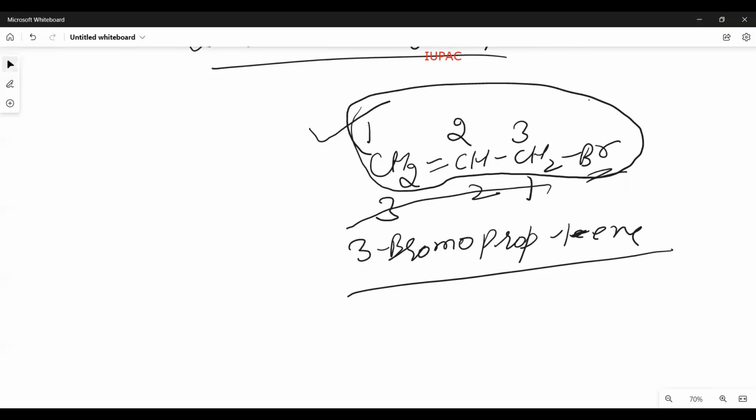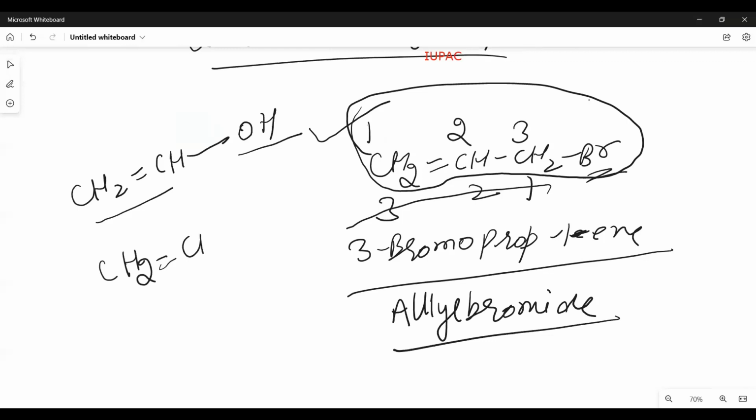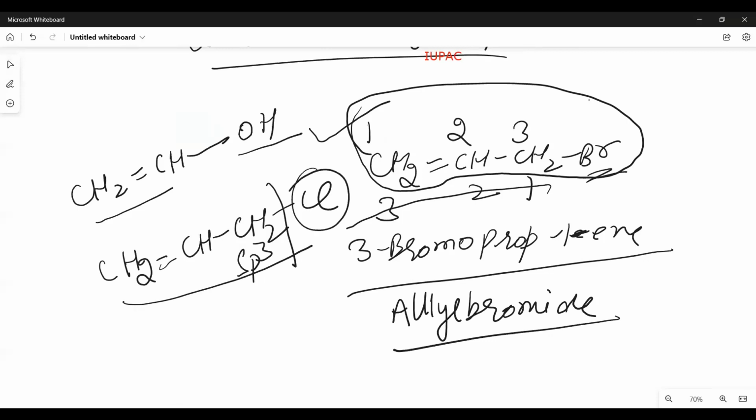This compound is specially known as allyl bromide. This group is the vinyl group. If we attach OH, it is vinyl alcohol; with Cl, vinyl chloride; with Br, vinyl bromide. And if we separate it from the sp3 hybridized carbon atom, it will become allyl. This is the allyl group. With chloro it is allyl chloride, and allyl bromide. So these groups are very important for your further organic chemistry.